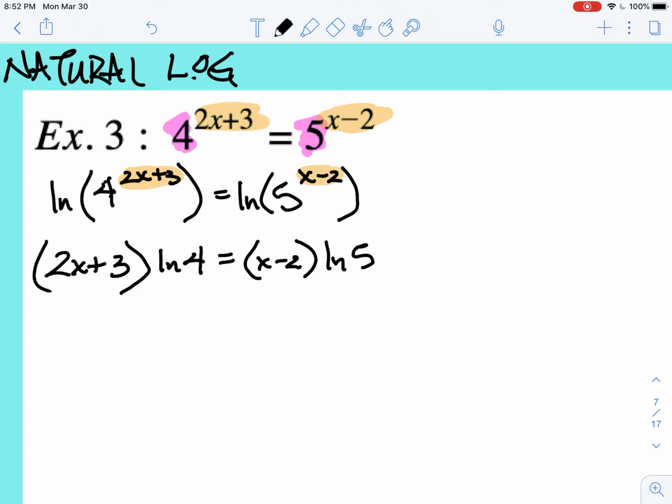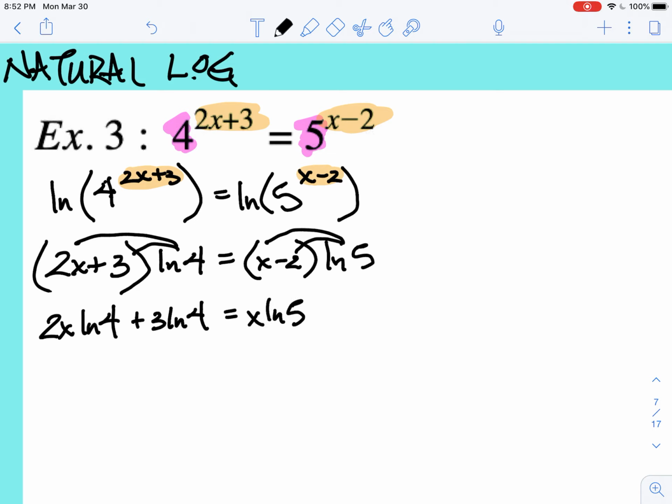Now, I know usually when we distribute, we actually have the thing we're distributing in the front, but we can do that same thing here. I'm going to distribute that natural log 4 to the first term and the second term. And on the other side, I'm going to distribute the natural log here and here. And so what that's going to give me is 2x natural log 4 plus 3 natural log 4 equals x natural log 5 minus 2 natural log 5.